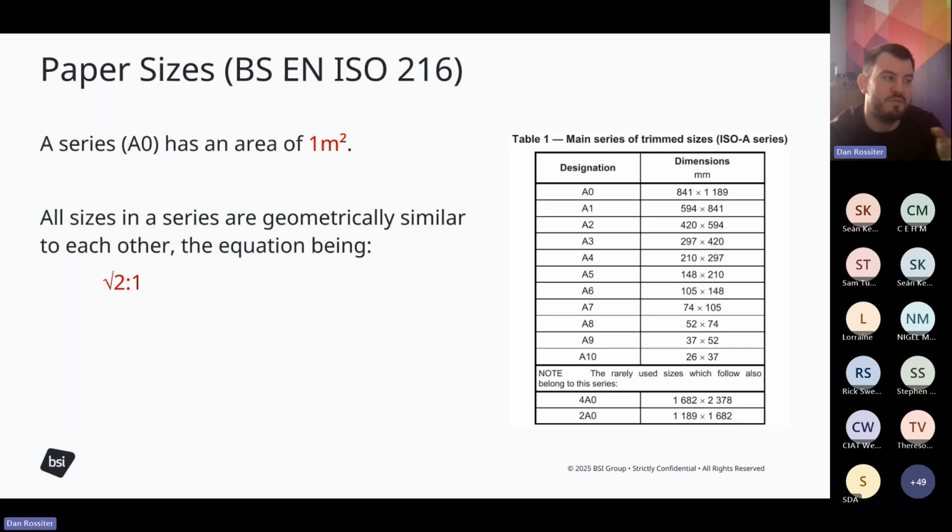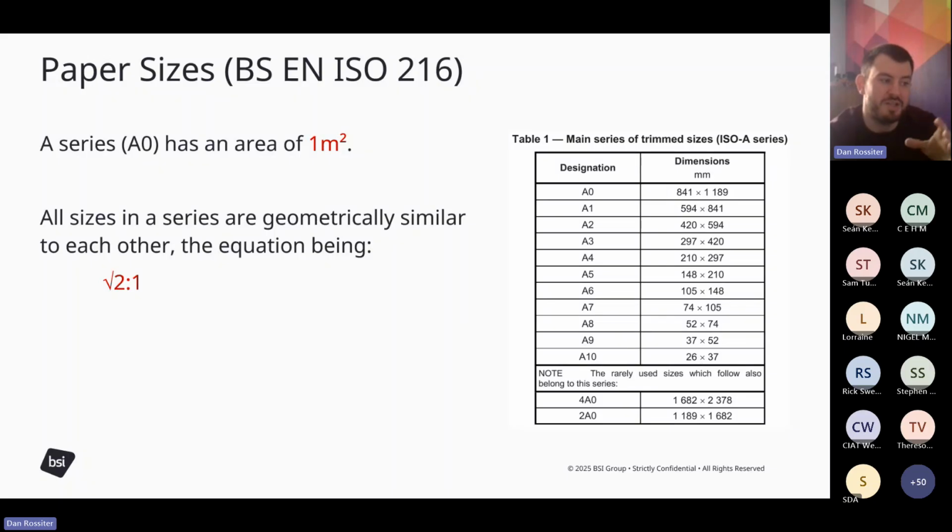Most of you will already be familiar with the A series. I'm not going to spend too much time on this slide at all, but the point is it's standardized. There's an ISO 216 that tells you about the A series and their standard trim sizes. In that, you get some interesting facts, the one being that A0 has got an area of exactly 1 meter squared.